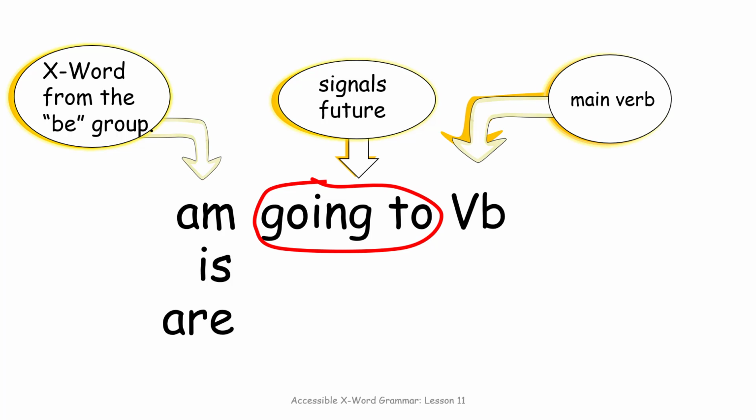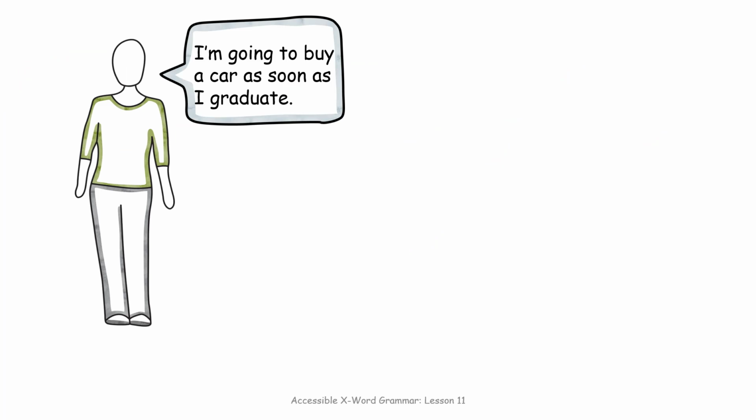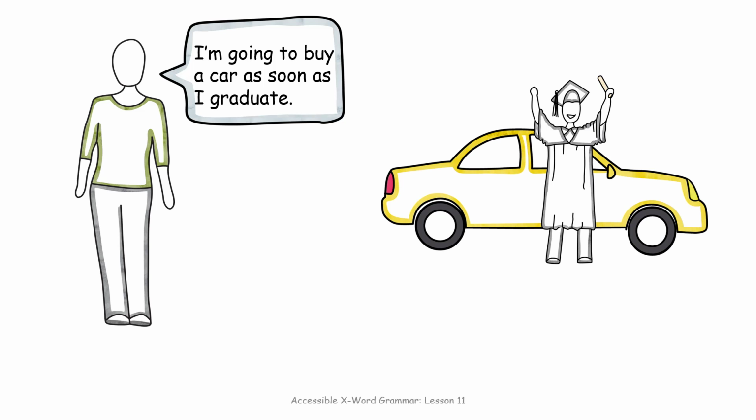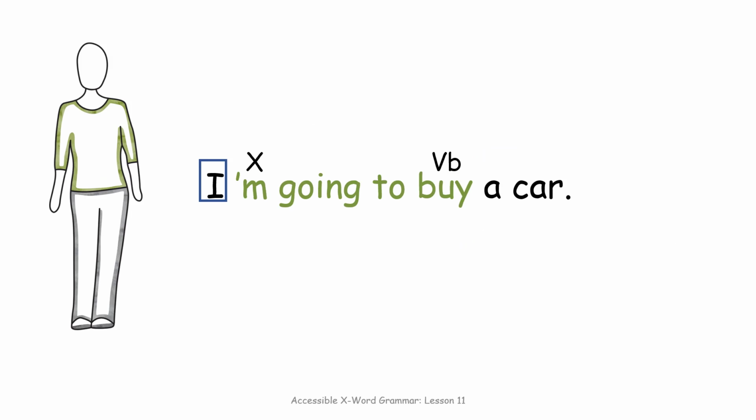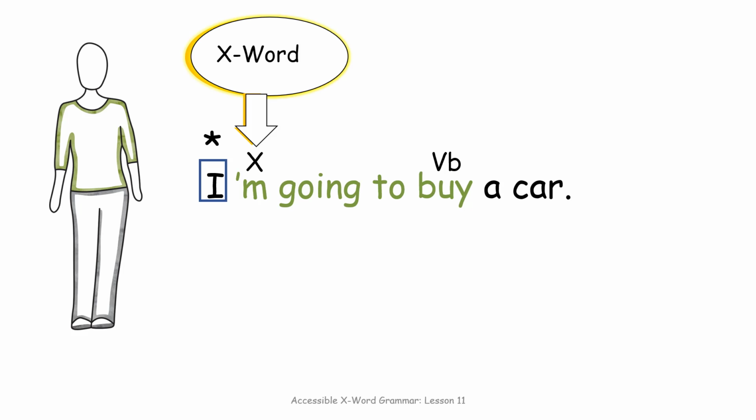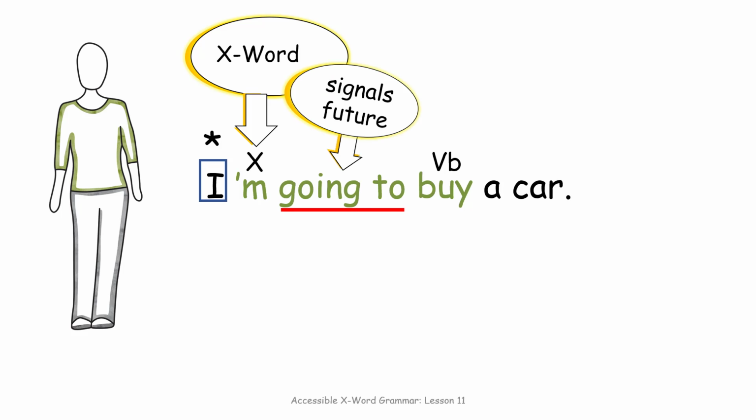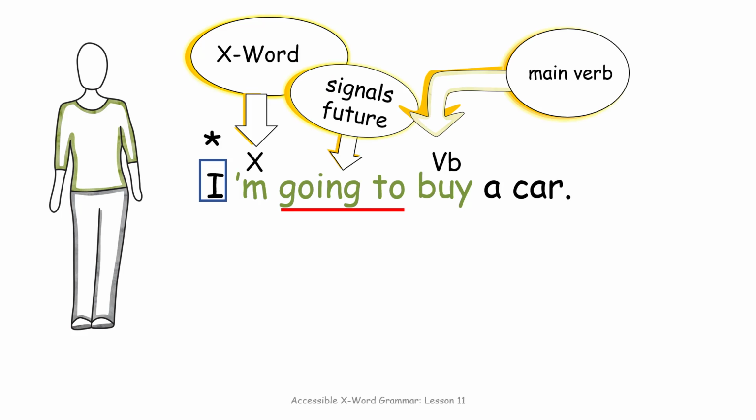Here's an example. I'm going to buy a car as soon as I graduate. It is this student's intention to buy a car right after graduation. I'm going to buy a car. The subject, I, is contracted with the X word am to make I'm. Going to signals future intention, and buy is the main verb.